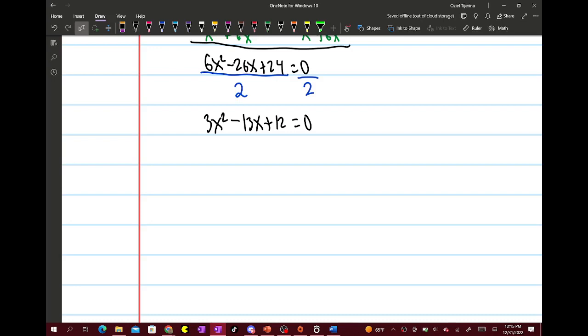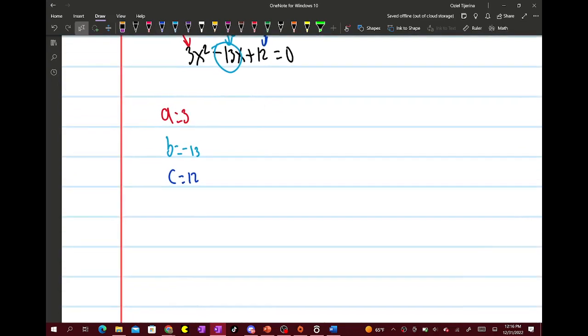Okay, so we need two numbers. Let's go ahead and say this is A, this is B, and this right here is C. So A is equal to 3, B is equal to negative 13, and C is positive 12. So we need two numbers.